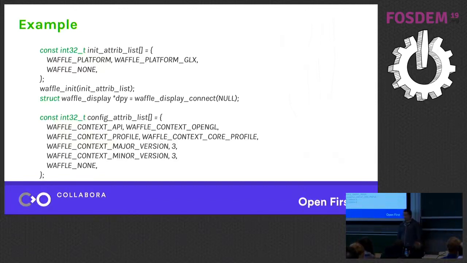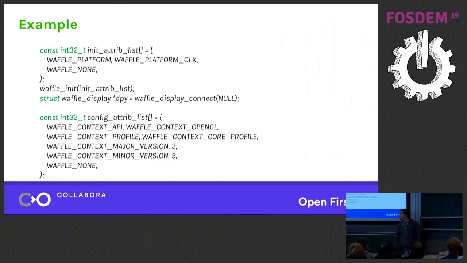Then you will have a bit of attributes. In here, I've chosen a core profile, OpenGL profile, and a minimum version of 3.3. But on top of that, you can provide other details, such as I would like to have an RGB 888 or a different format.